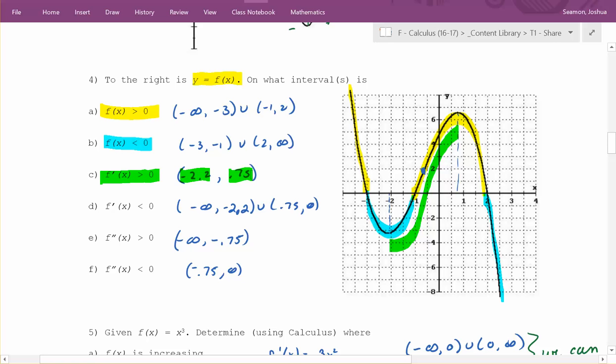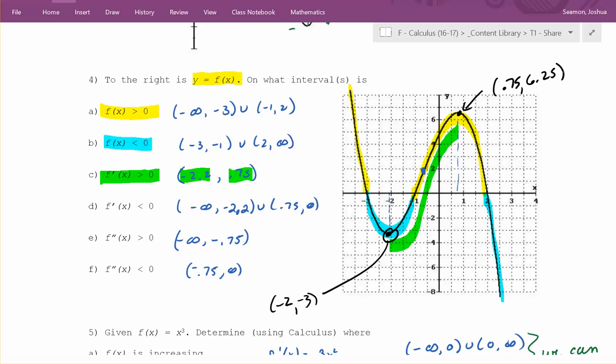What I might do to get consistent answers, what could I do? I could label the highest and lowest points. I could do that theoretically. So based on what's on this, that point right there is what? Negative 2, comma like negative 3. And what's that point right there said to be? Something like 0.75, comma like 6.25, right? I could label those points on the test to make it more consistent. If you said 1 instead of 0.75, I wouldn't take off points for that. You'd have to be further off.